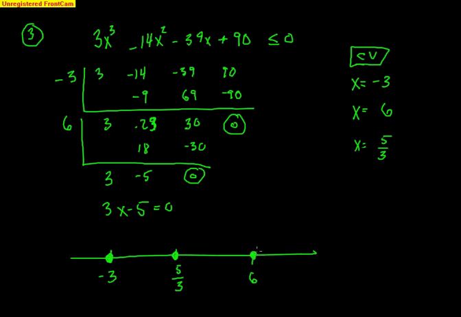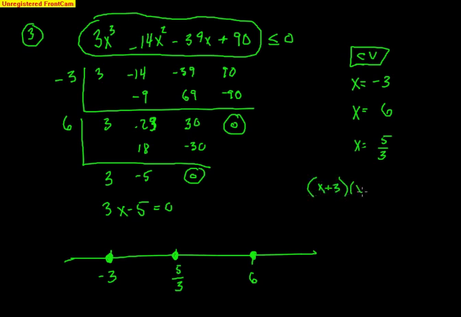Now, in order to figure out your test intervals, you can use the original function right here, like we talked about in class, just storing your choices. Or you can go ahead and write x plus 3, that's the factor for negative 3, x minus 6 is the factor for 6, and don't forget the 3x minus 5. Again, you can plug your values into there. I'm going to plug them in here, but hopefully you could check on your calculator as well. So negative 20.